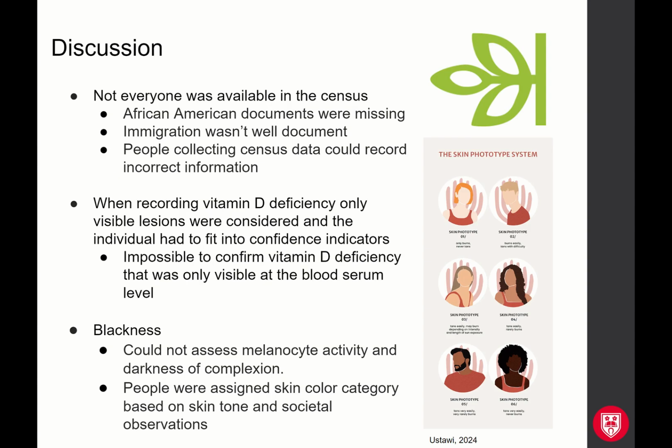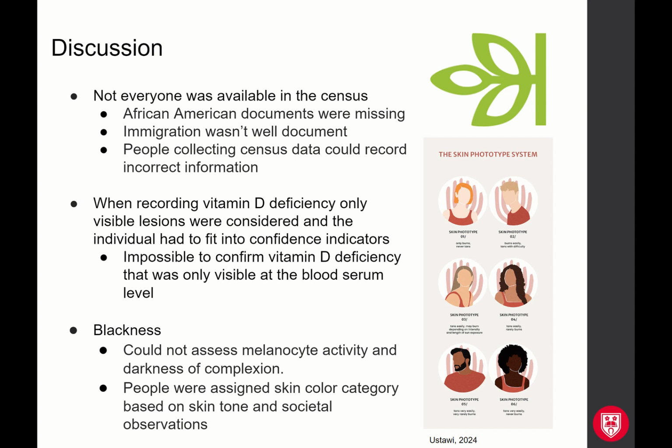So if we go into the discussion, some variables that might affect my analyses. Not everyone was present in the census. African American data was missing. This could be because of Jim Crow laws, slavery, war. They did not track the African Americans as efficiently as they did the white individuals or the non-immigrants. And that comes into the next one.